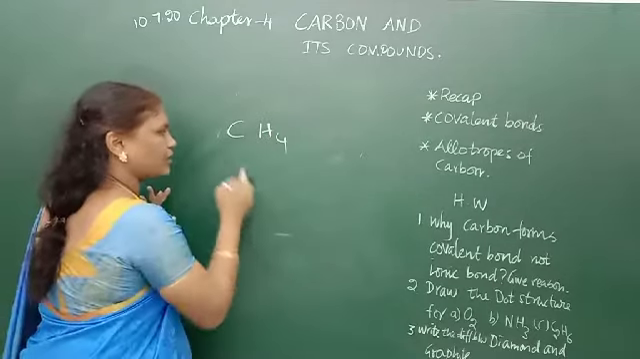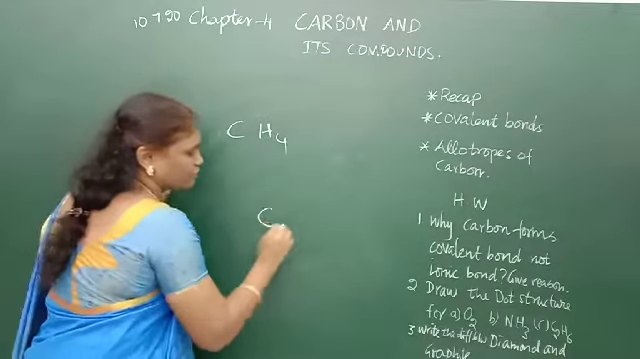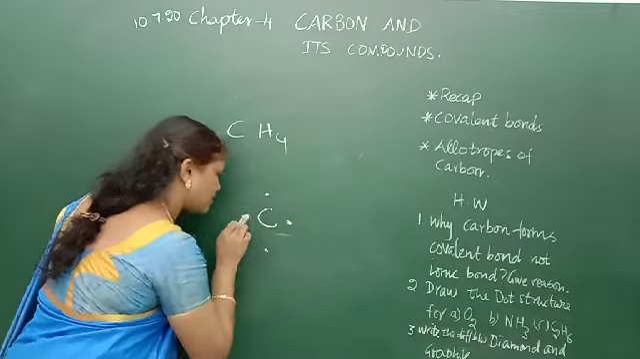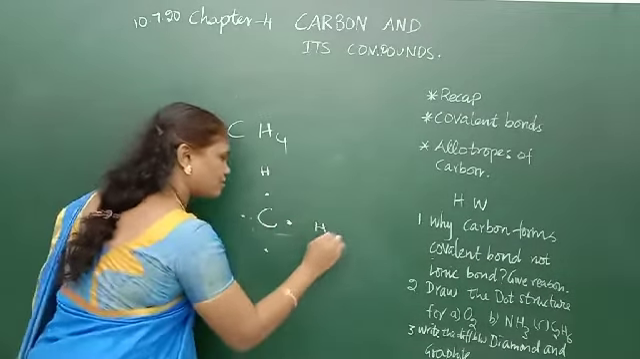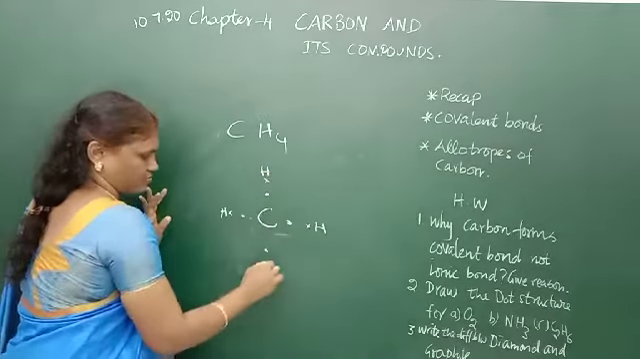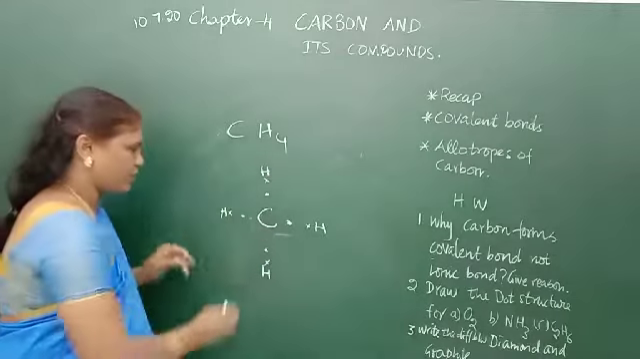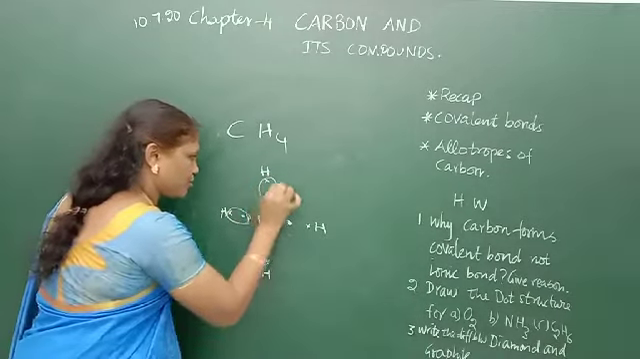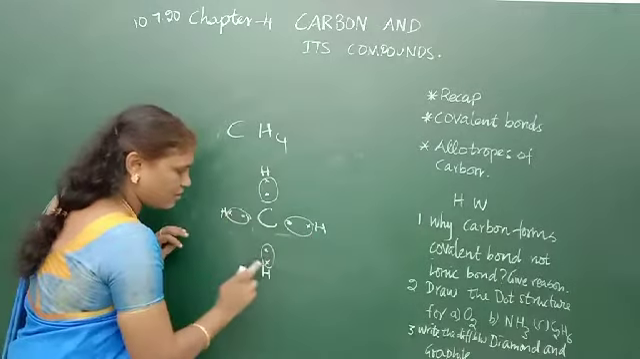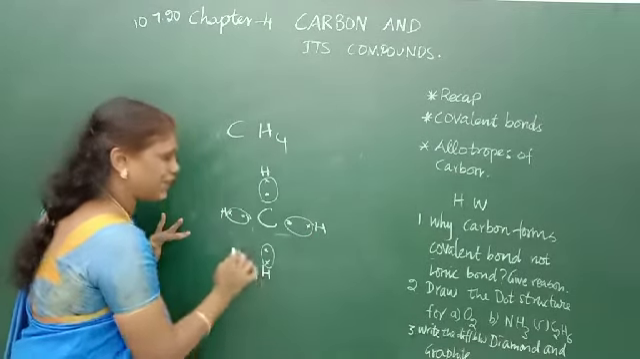How many electrons does carbon have? This carbon has 4. Okay, 4 is the valency. So 4 electrons it has. It will be sharing with 4 hydrogens. Each will be contributing 1 electron. So this becomes 2. It will become like helium. And hydrogen will now be 2, similar to helium.